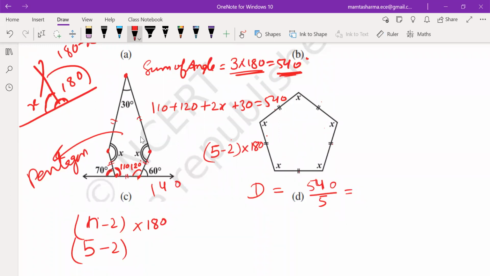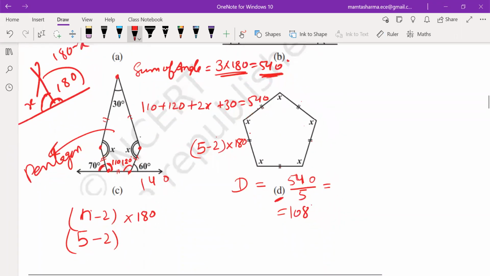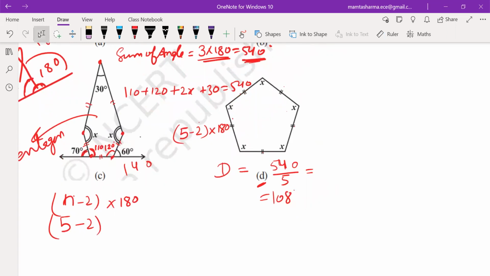Yes, 540. And in the D question also the shape is a pentagon. Ma'am, I posted the answer in chat. Yes, please check. Correct. Because here 5x equals 540, transpose, and you get the answer. Are you getting it, Nityashree? For D, what is your answer? 108, correct.